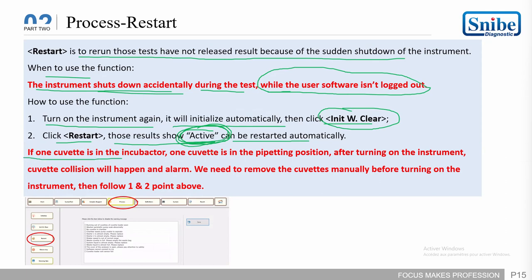But in this situation, you need to make sure, before you turn on the analyzer, whether there is one cuvette in the incubator and one cuvette in the pipetting position. So this is the incubator, and this is the pipetting position on the right side of the incubator. If there is one cuvette here and one cuvette here, there will be a crash between the two cuvettes. In this situation, you need to remove this cuvette manually before turning on the analyzer and using initial with clear cuvette. So this needs to be removed manually.